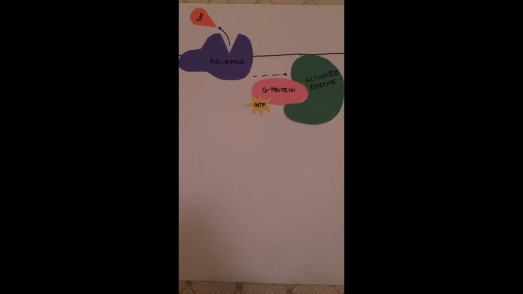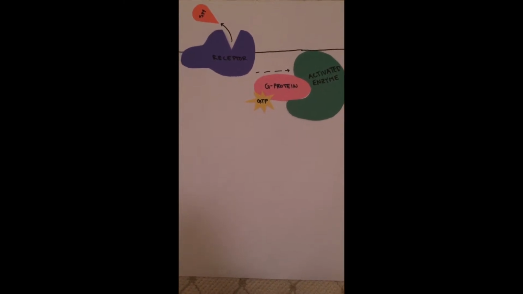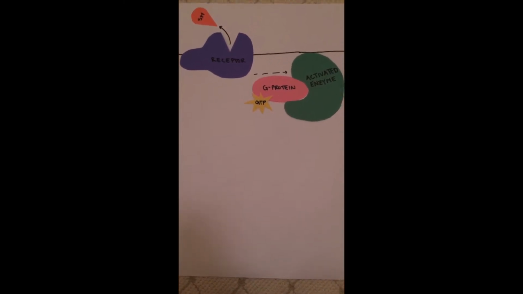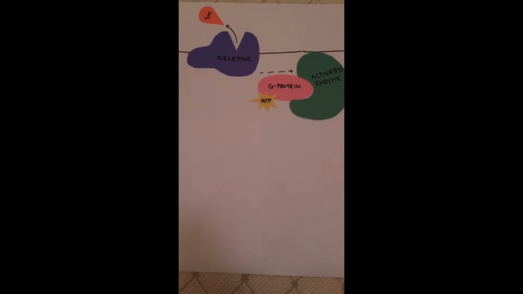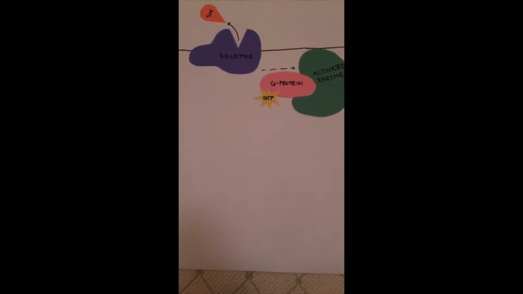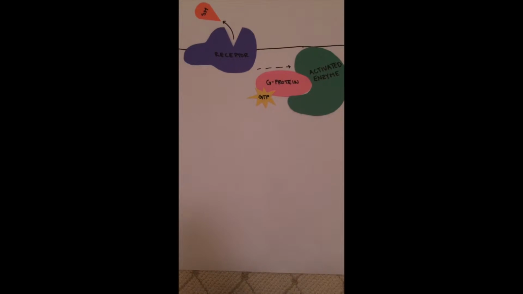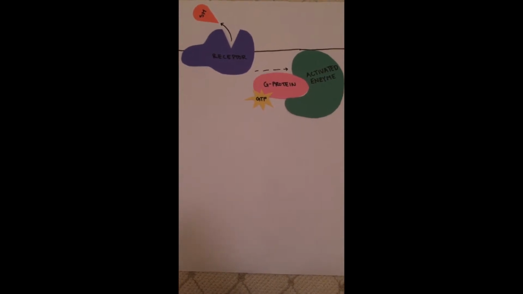The activated G protein dissociates from the receptor, diffuses along the membrane, and then binds to an enzyme, altering the enzyme's shape and activity. When the enzyme is activated, it can trigger the next step in a pathway leading to a cellular response.